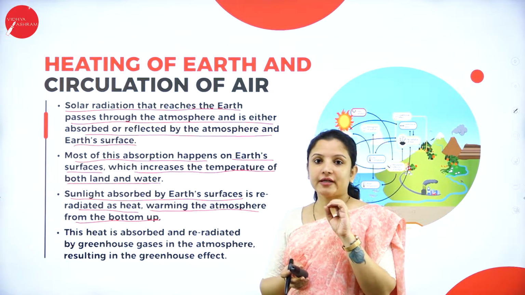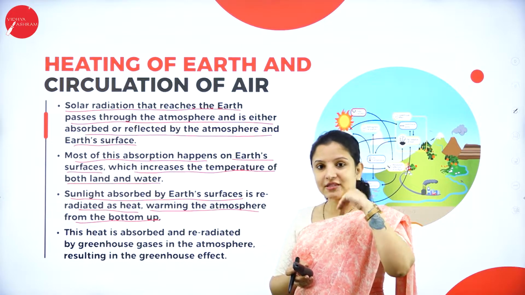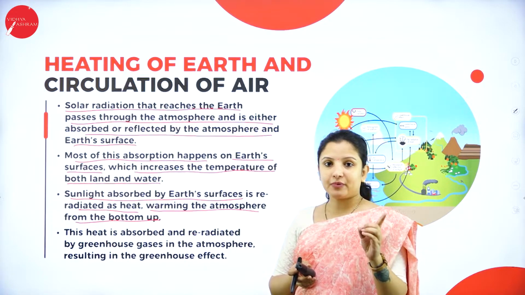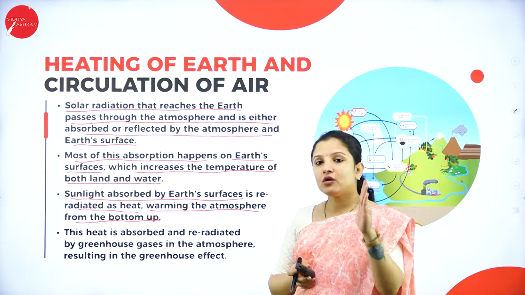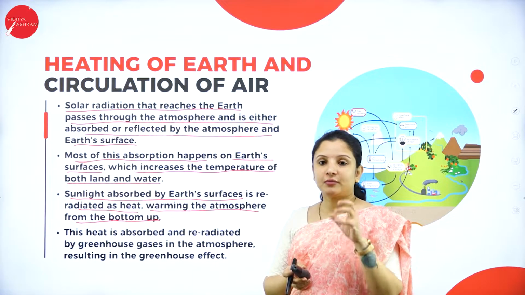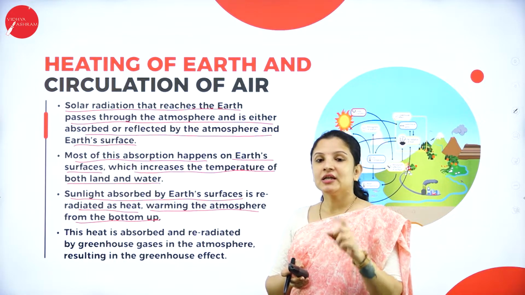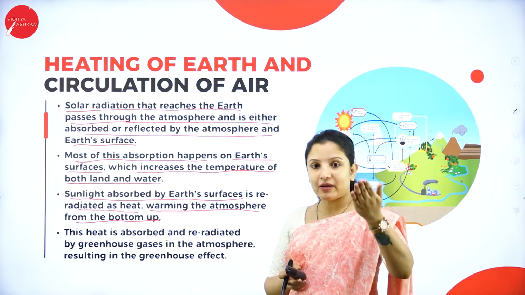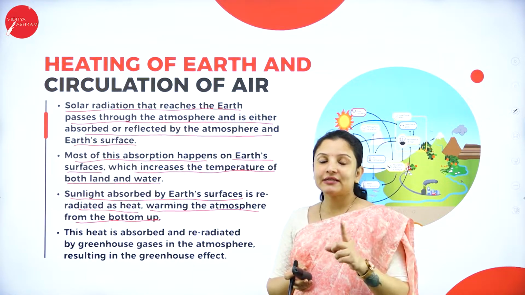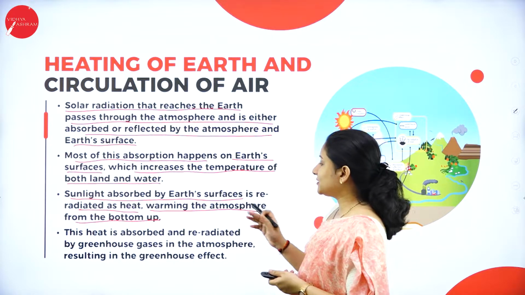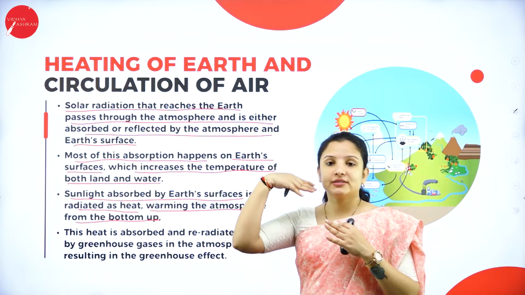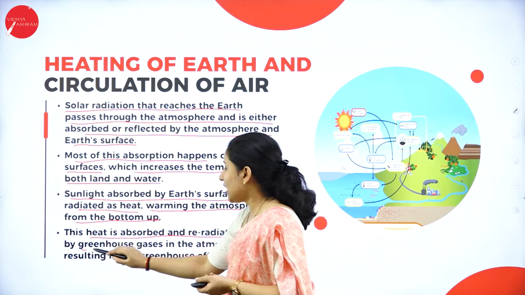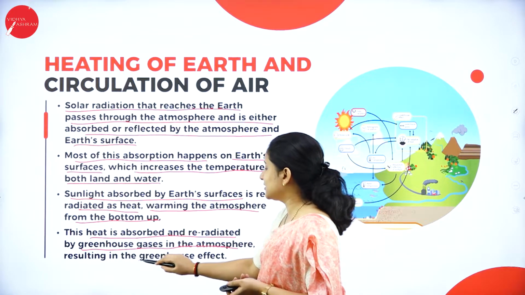And some amount of heat, I told you, is reflected back. So this heat which is reflected back to the atmosphere increases the temperature of the atmosphere. So therefore the solar radiation that is absorbed by the earth increases the earth's surface temperature. The solar radiation that is given back to the atmosphere increases the atmospheric temperature. So this heat which is absorbed and which is re-radiated back by the greenhouse gases in the atmosphere results in the greenhouse effect.